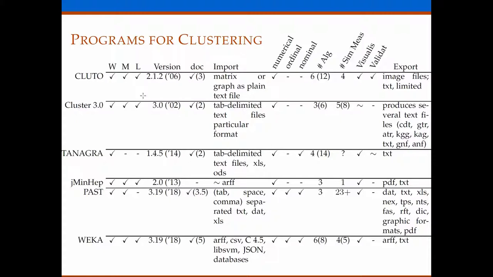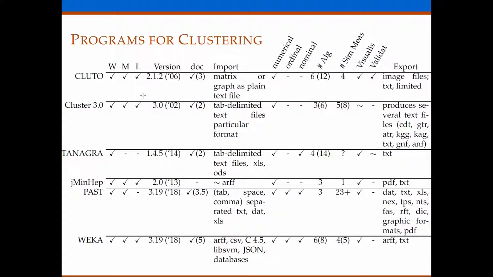And the numbers represent this documentation level, so 5 is the best one in this table, and then we have one tool which is a Java-based program called jminhep, which only had a web page which said, okay, you download this and open it and then you're fine to go, but nothing more. Well, it also said, okay, we are only using k-means and hierarchical clustering.